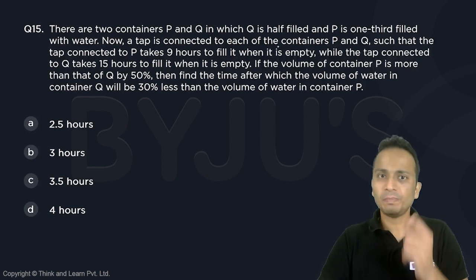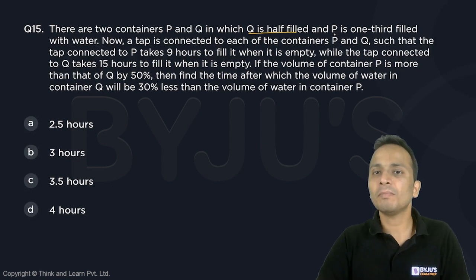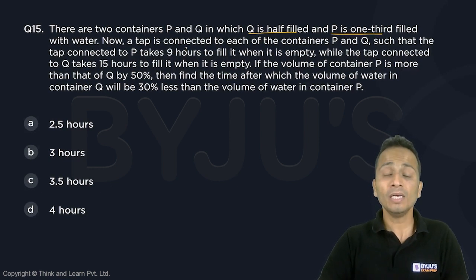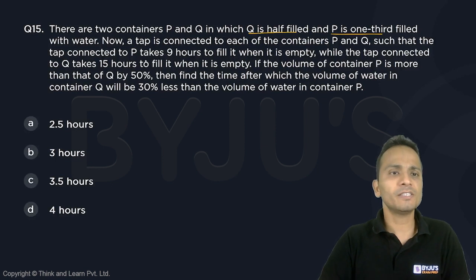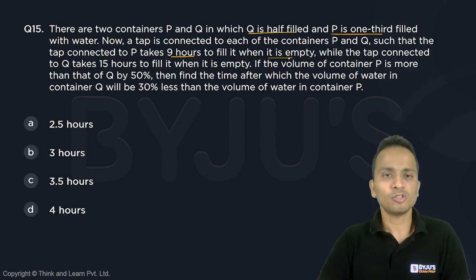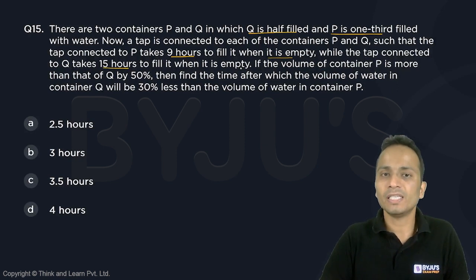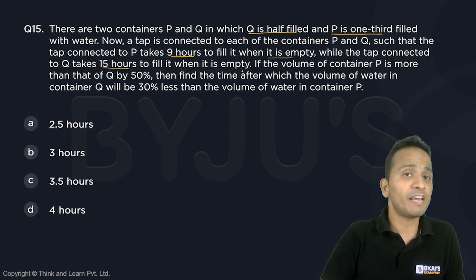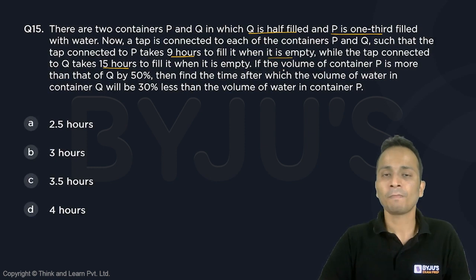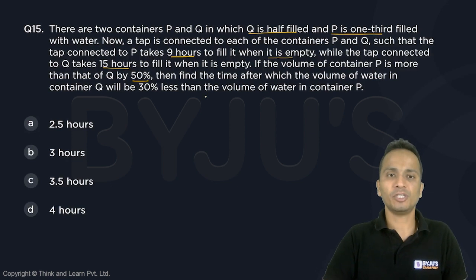Now, there are two containers P and Q. Q is half filled and P is one third filled. When a tap is connected to each of these containers, P takes 9 hours to fill when it is empty, and Q takes 15 hours to fill when it is empty. Different taps with different efficiency are connected. Also, the volume of P is more than that of Q by 50 percent. So this is the data that is given to us.